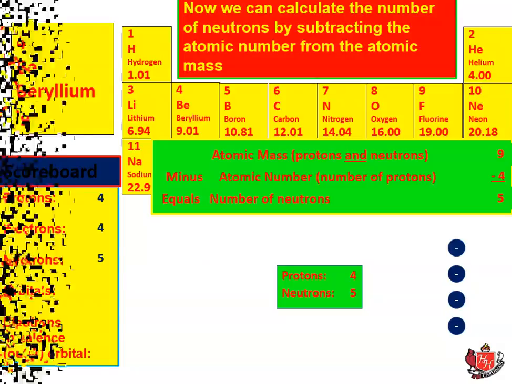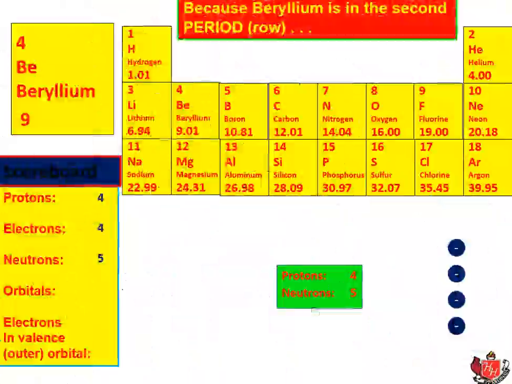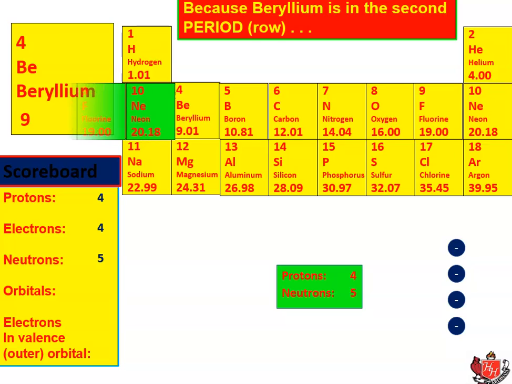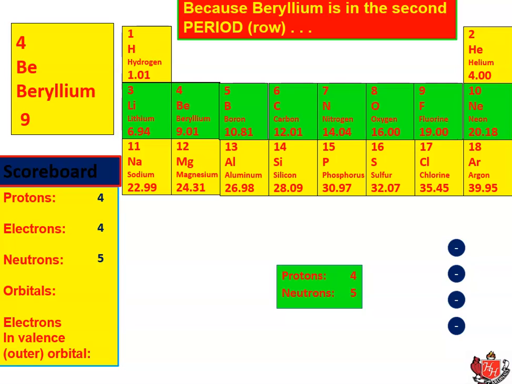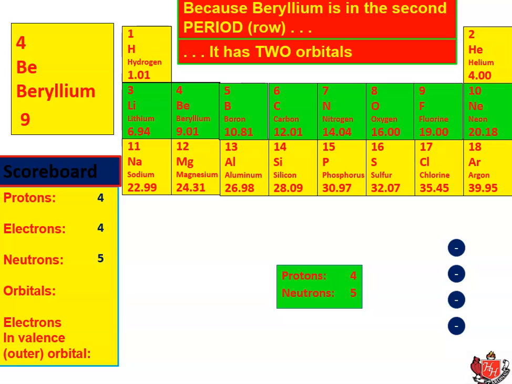Now we're ready to move on and figure out the number of orbitals. So because beryllium is in the second period or second row, I'm just covering that whole row over in green to highlight where it is. Because it's in the second period or row, it has 2 orbitals. Second row, 2 orbitals. So we can fill in that on our scoreboard, and now we can draw those 2 orbitals, and there they come. And you notice we kind of draw them as concentric circles. Again, don't worry about what their real shape is at this point. We're going to just treat them as circles. So we have an inner orbital and an outer orbital, which is our valence orbital.